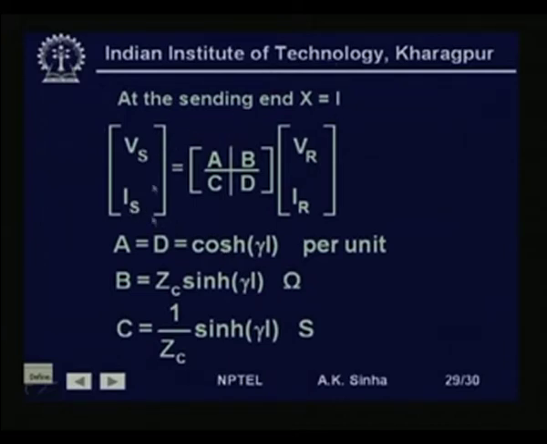So, again we have got the ABCD parameters for the transmission line for a long transmission line. The only thing here is we have to use hyperbolic trigonometric functions, that is, ABCD parameters are in terms of hyperbolic trigonometric functions, not just y and z as we had for lumped parameter models.